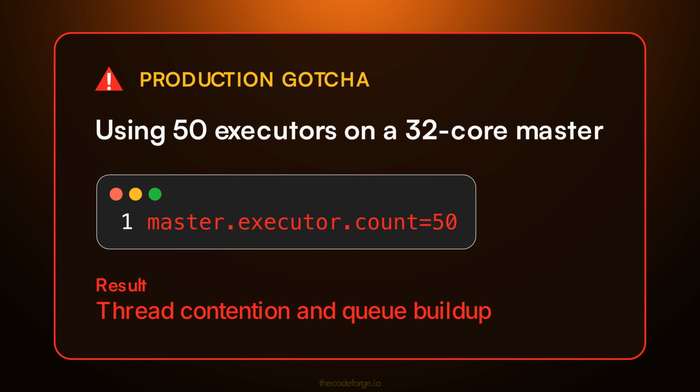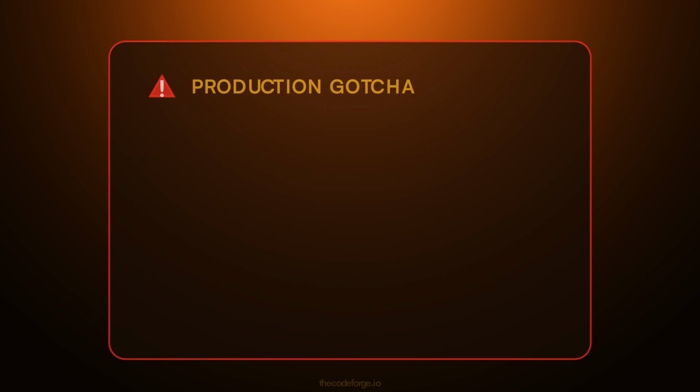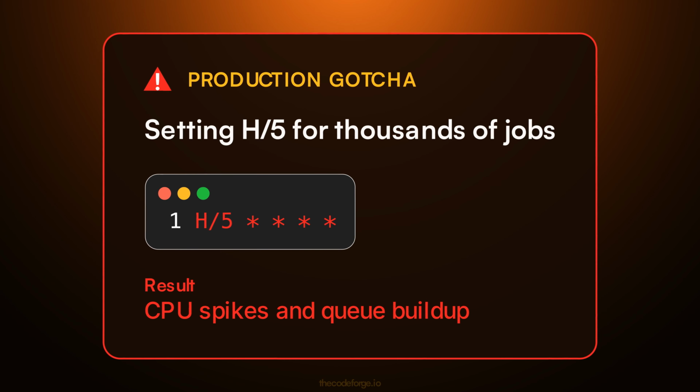Setting too many master executors is a common mistake. It leads to thread contention and actually increases queue times. Keep it low. Polling every 5 minutes with thousands of jobs creates a thundering herd. Reduce to H/30 or use webhooks.